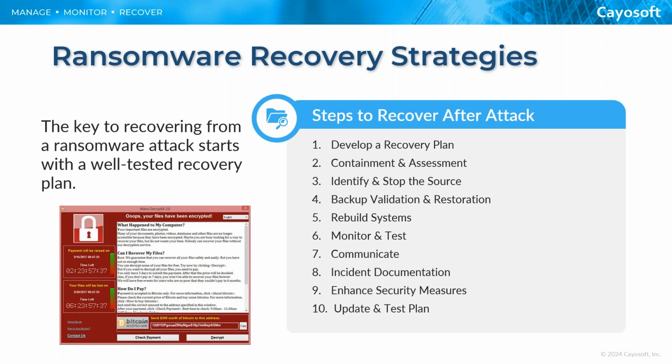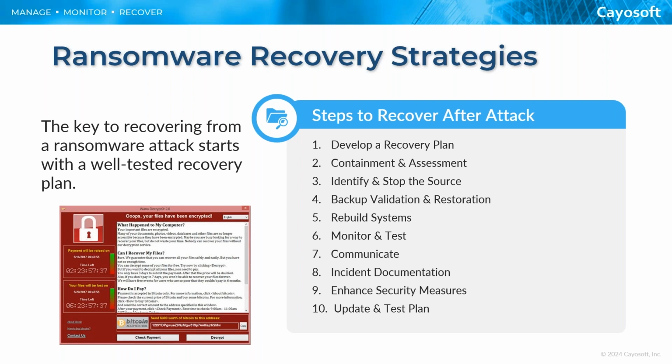Then you're going to move on to identify and stop the source. Sounds easy. It might be very hard to identify the ransomware variant itself, but we can stop and prevent further encryption by blocking the communication channels. Then we have to focus on backup validation and restoration.